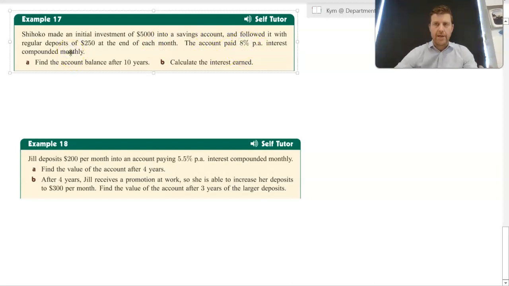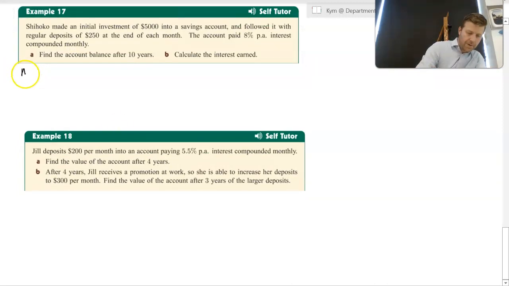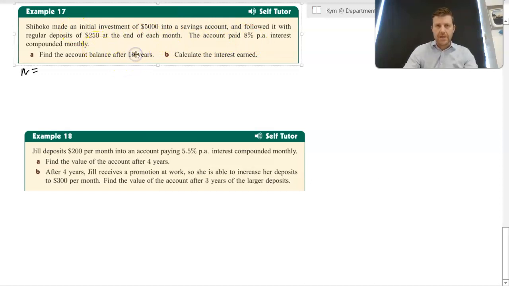So let's go ahead and work out the values that we're going to put into the calculator, starting with the number of periods that the money is invested for. So it says here we are investing this for 10 years, and the money is being compounded monthly, so 10 times 12 or 120. The interest rate that we're going with is 8%.